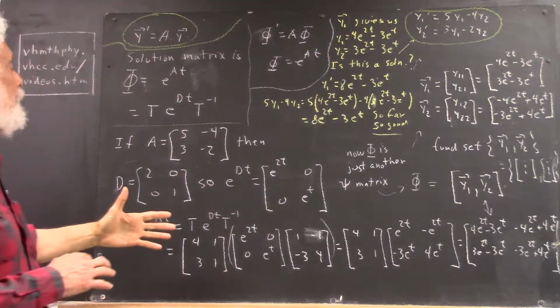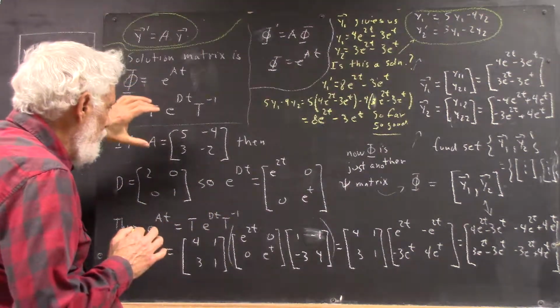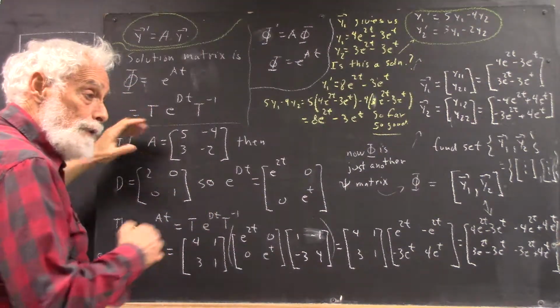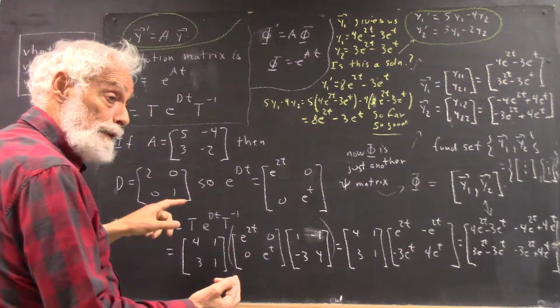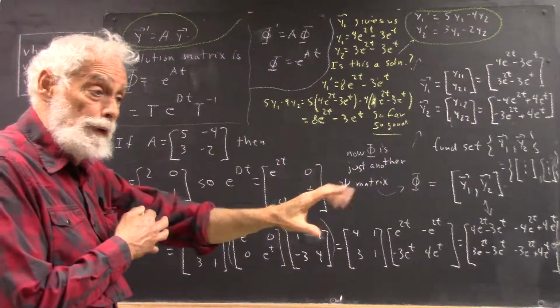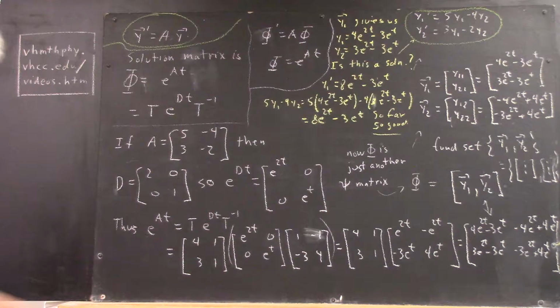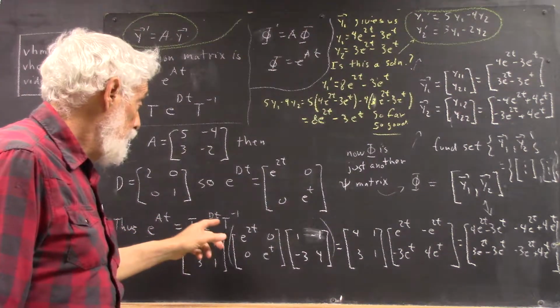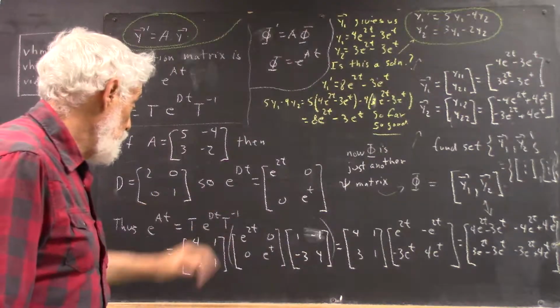So we've essentially mapped this matrix into another basis where the matrix is diagonal. We've done something with it. Now we've got to map it back to the original basis. And that's what we do here. So that's why we do T, e to the Dt, T inverse. Now you can think about that more deeply, but that's how it works out.